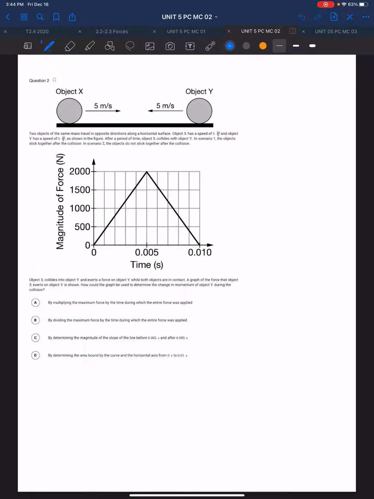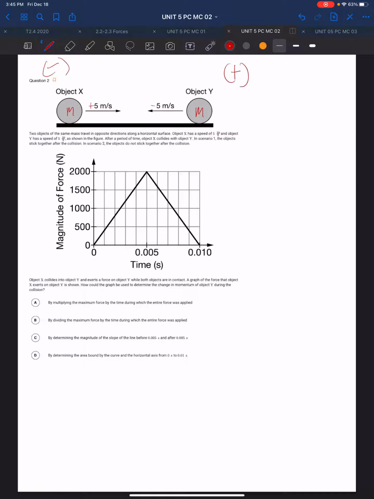So this question is a continuation of a prior question. And for perspective, we have the positive direction and the negative direction. That makes this a velocity of +5, that a velocity of -5. They both have the same mass from the question.